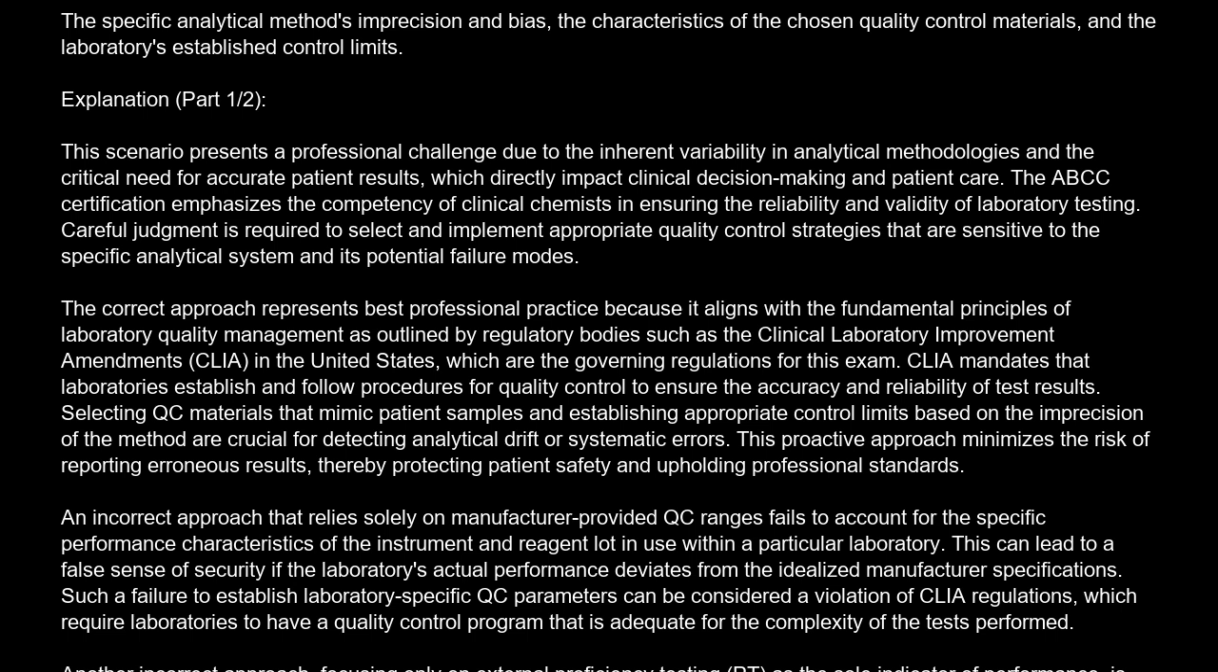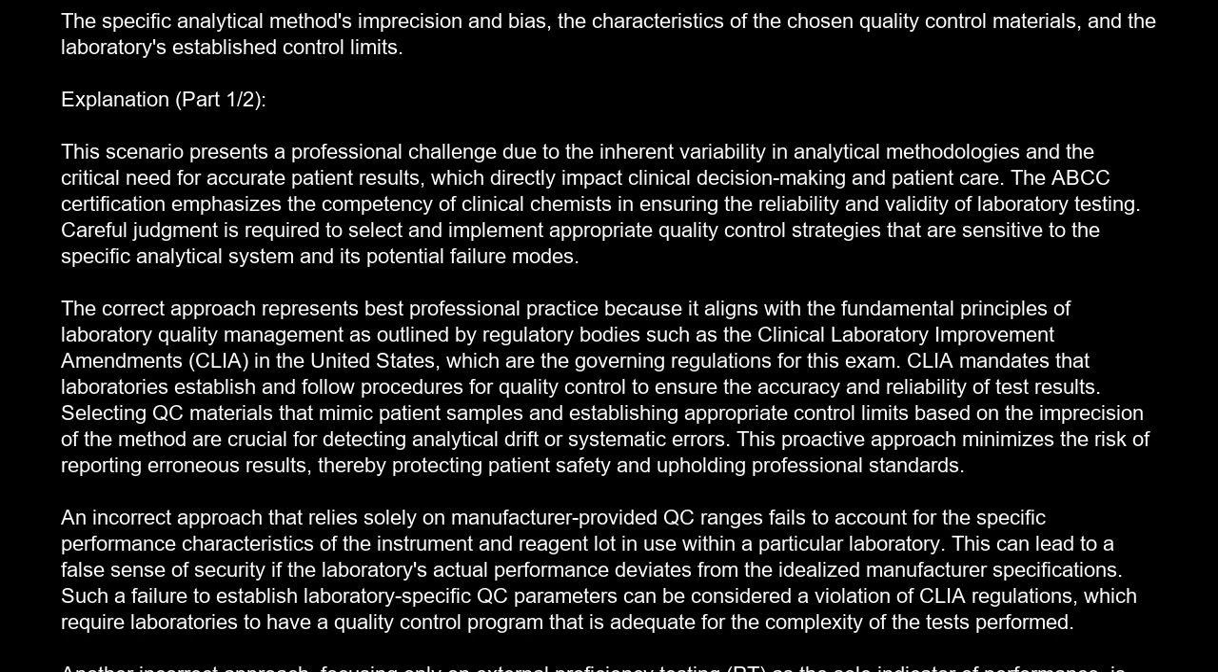for accurate patient results, which directly impact clinical decision-making and patient care. The ABCC certification emphasizes the competency of clinical chemists in ensuring the reliability and validity of laboratory testing. Careful judgment is required to select and implement appropriate quality control strategies that are sensitive to the specific analytical system and its potential failure modes.